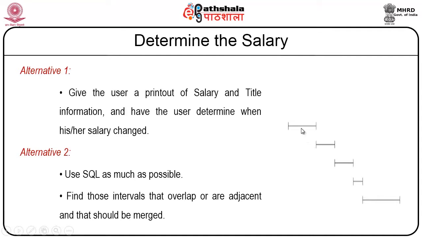If you look at temporal databases overall, in this particular case, he has joined on one date and ended on another date, and on a subsequent or the same date his designation would have changed. From that instance it would go to the other instance, and on the same date it would go to another instance. Likewise it continues, but there can be overlap on certain instances. That is what the second alternative is about: find those intervals that overlap or are adjacent, which should be merged.